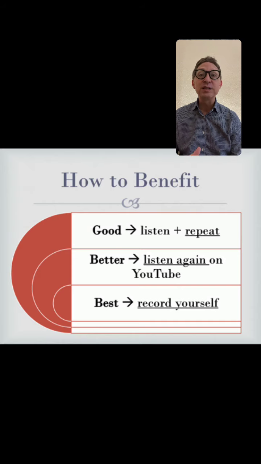And then the best option is to repeat, listen to it again, and then record yourself. This is when you really begin to alter or change the types of pronunciation, the types of sounds that you produce that you don't like or that are unintelligible by the other person.